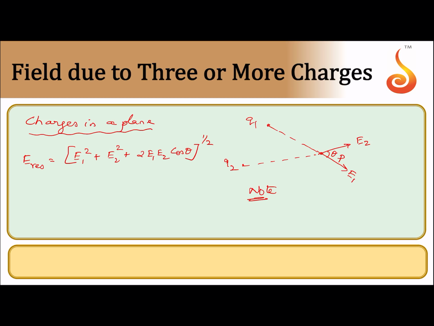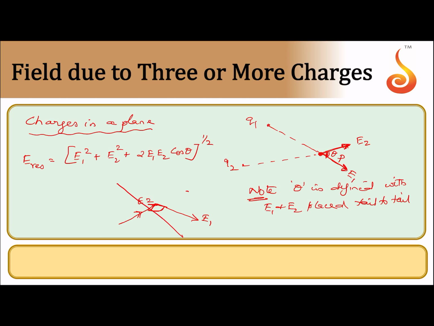how do I define my theta? Theta is defined with E1 and E2 placed tail to tail. If I look at my two vectors, this is the vector E1, this is the head and this is the tail of E1. If I look at E2, this is the head and this is the tail of E2. So E1 and E2 have been placed tail to tail. You cannot do this: you cannot write E1 like this and E2 like this, because then the angle over here is obviously different from the angle over here. Nor can the head of E2 be on the tail of E1. This is wrong, you can't do that.